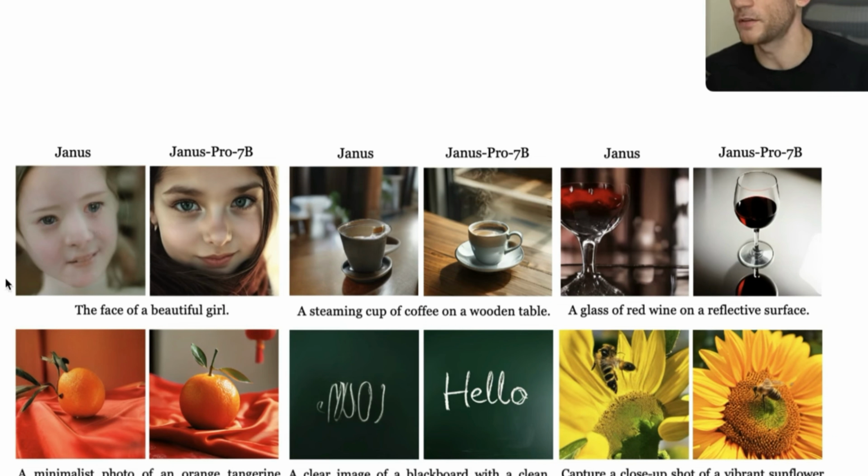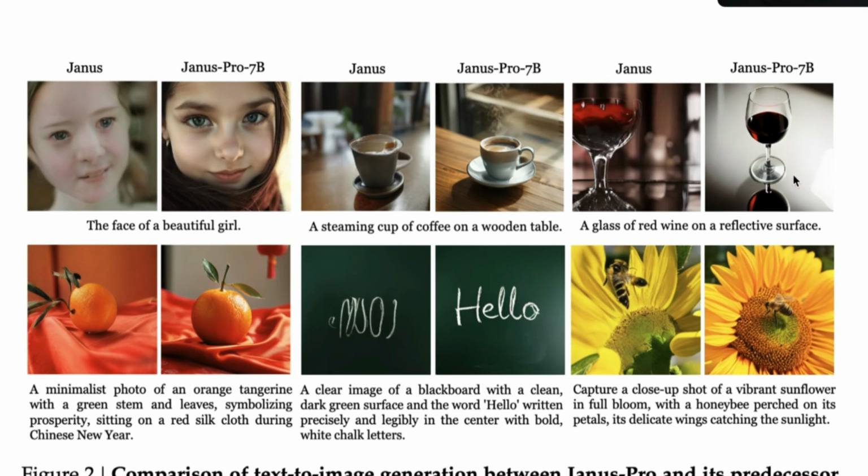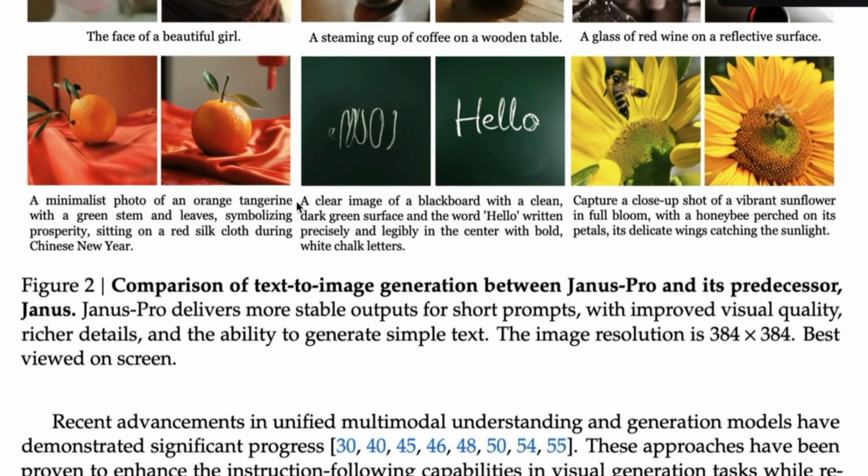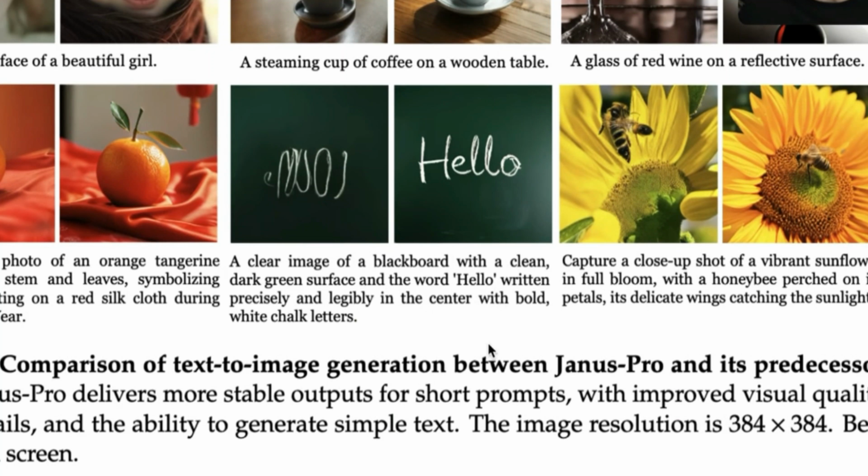So if you look at how pixelated and how unrealistic that looks versus this one, it's definitely improved a lot. Now, what you can also see here is a prompt that says, a clear image of a blackboard with a clean dark green surface and the word hello written precisely and illegibly in the center with bold white chalk letters. Let's test that prompt out and see if it actually works.